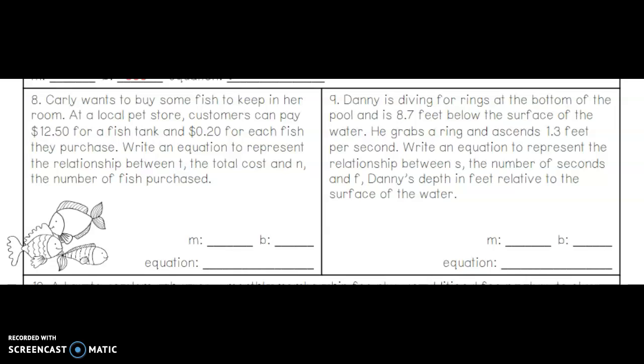Okay, in number 8, Carly wants to buy some fish to keep in her room. At a local pet store, customers can pay $12.50 for a fish tank and 20 cents for each fish they purchase. Write an equation to represent the relationship between T, the total cost, and N, the number of fish purchased. Before I put the answers on here, I want you to give it a try yourself. So pause the video, complete the work. After you think you have all the correct answers, the slope, the y-intercept, and your equation in slope-intercept form, you may resume the video. Pause the video now.